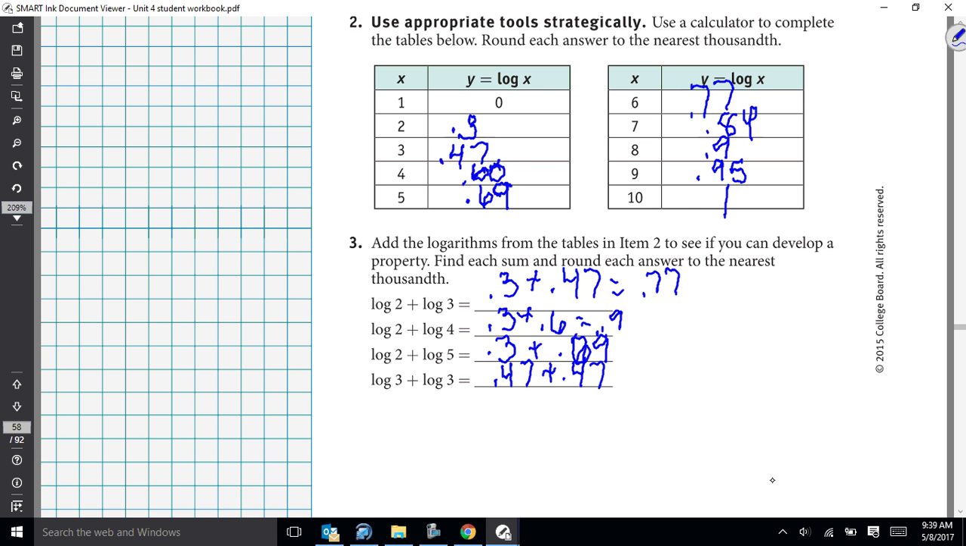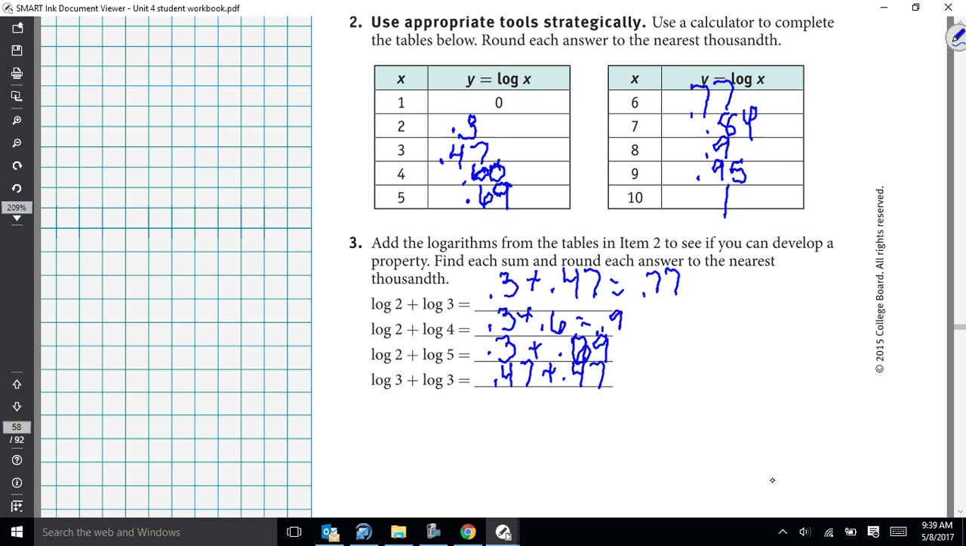Okay, so let's look. So log 2 plus log 3 equals 0.77. What other log has a 0.77? Log of 6, right? Is there a relationship between 2 and 3 to get 6? Log of 6 also has 0.77. So what's the relationship between 2 and 3 and 6? When you add them together, we get 6. But the numbers 2 and 3, how do they make 6? We multiply them.